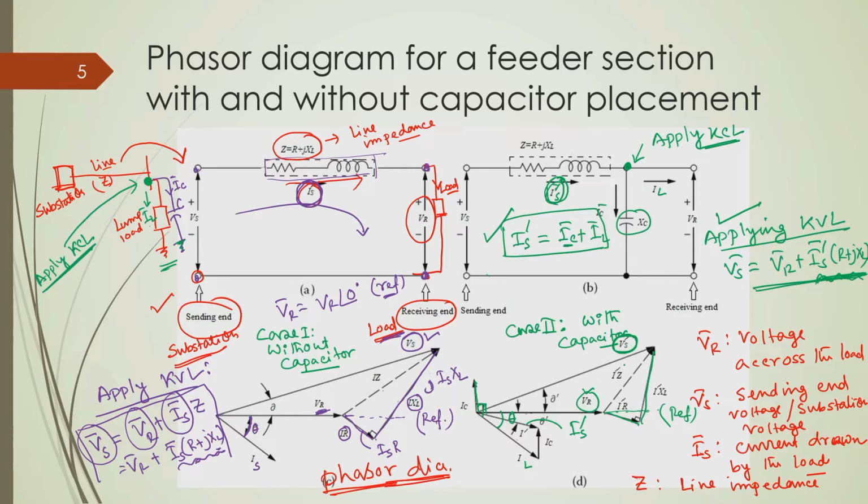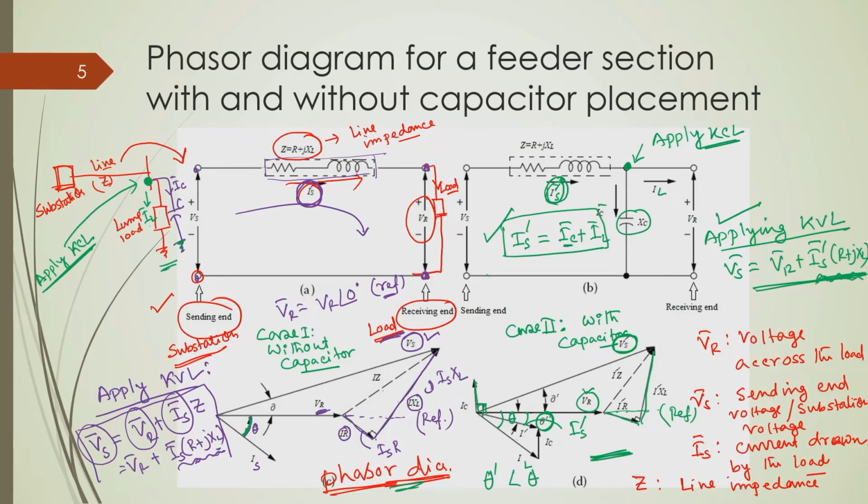Now, what is the difference between this phasor diagram and that phasor diagram? You can see that, of course, the angle between the line current and the receiving end or load end voltage would be different. Previously it was theta, now it becomes theta dash, and of course, this theta dash is lower than theta.